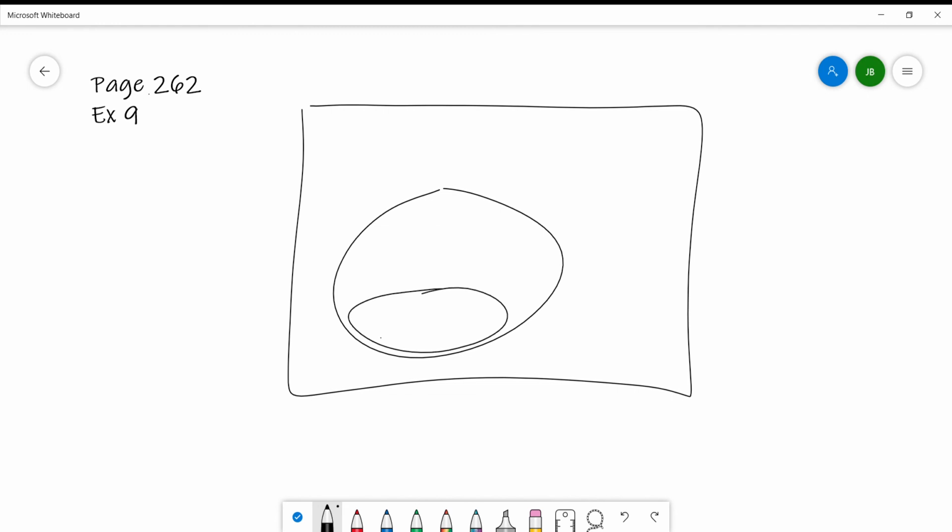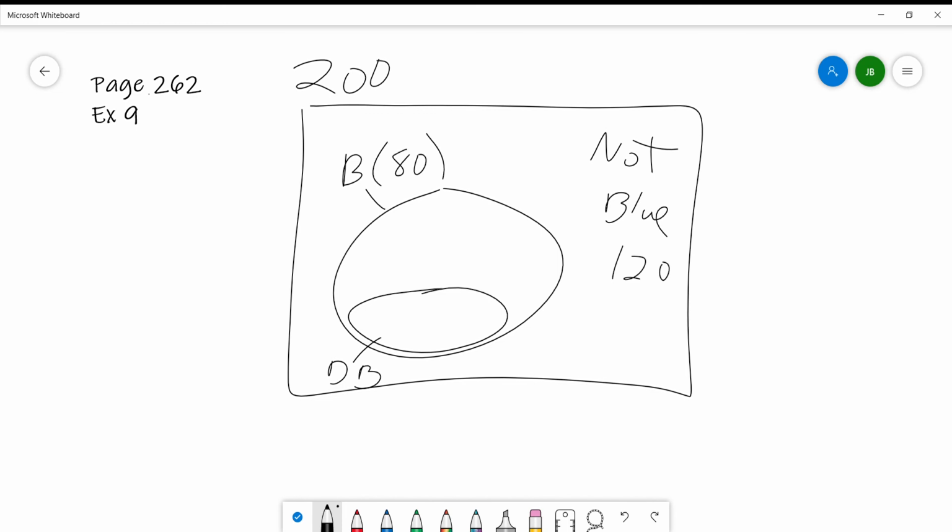So these are the dark blue. These are the blue. And over here we have just simply not blue. It's some other color that right now does not concern us. There are 200 jelly beans in the sample space. 120 of them are not blue, 80 of them are blue. What fraction of the jelly beans are light blue?